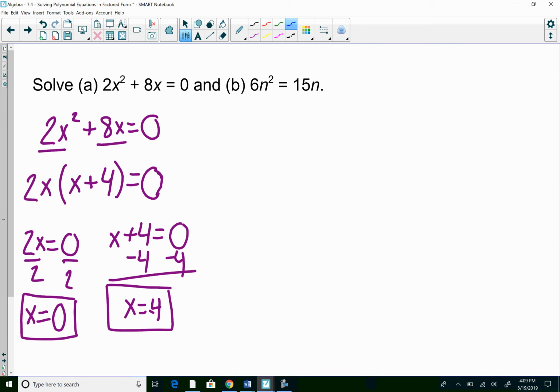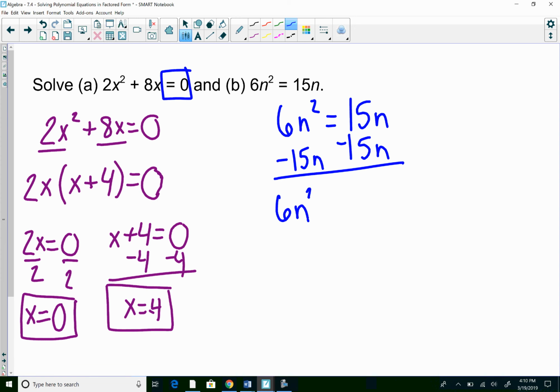Okay, let's try letter B together. And then again, I'll have you guys try the next three, 8, 9, and 10, on your own on the next slide. So I've got 6n squared equals 15n. Okay, this is a good problem. Notice, and what I've talked about before, is that we want all of these polynomial equations to equal 0. Well, right now, this is not equaling 0. So what we need is to, first off, get everything together on one side.